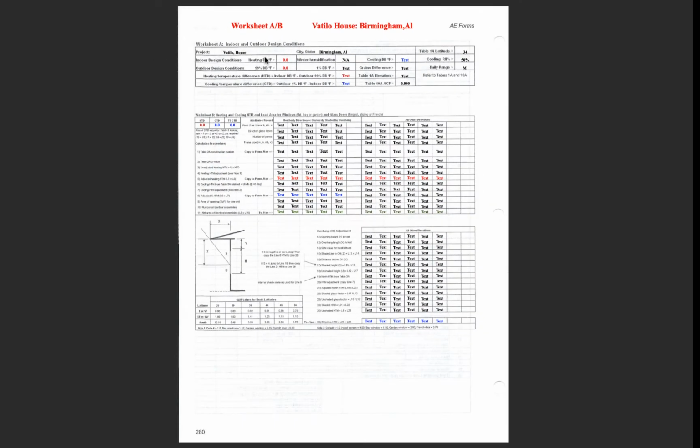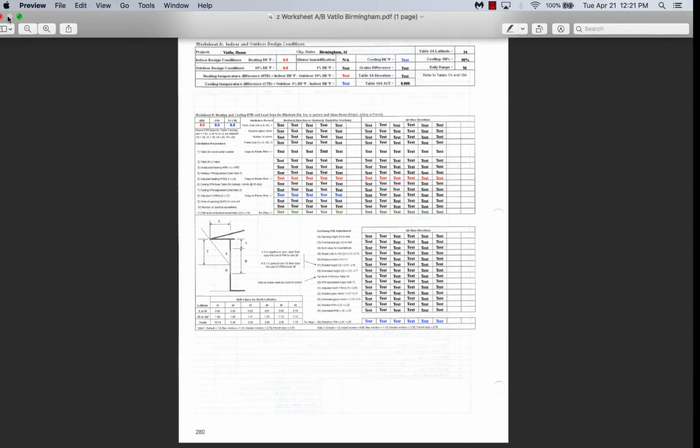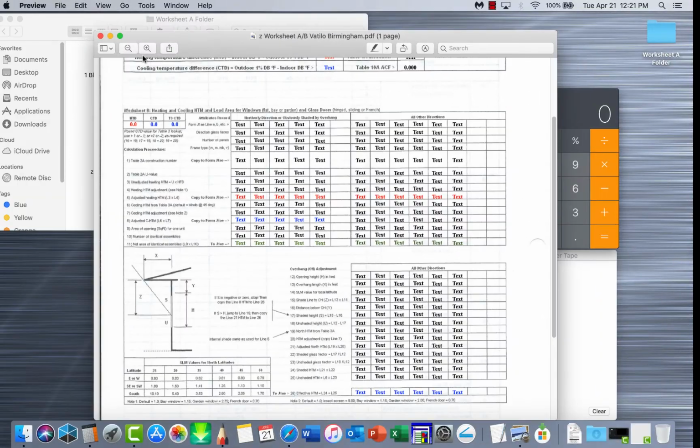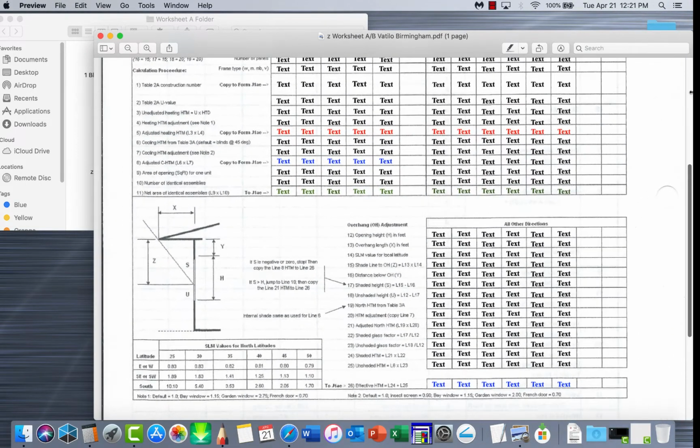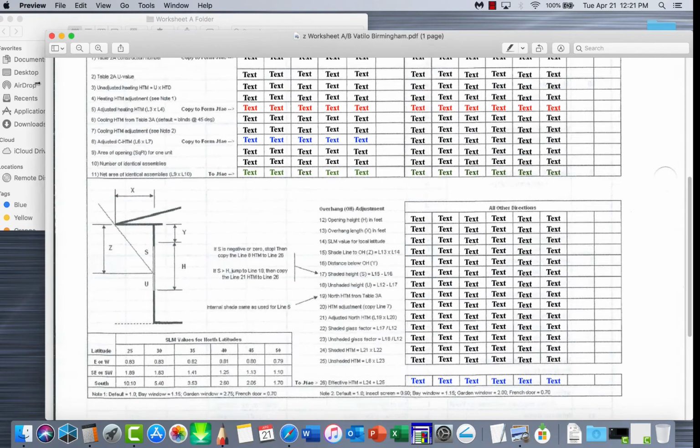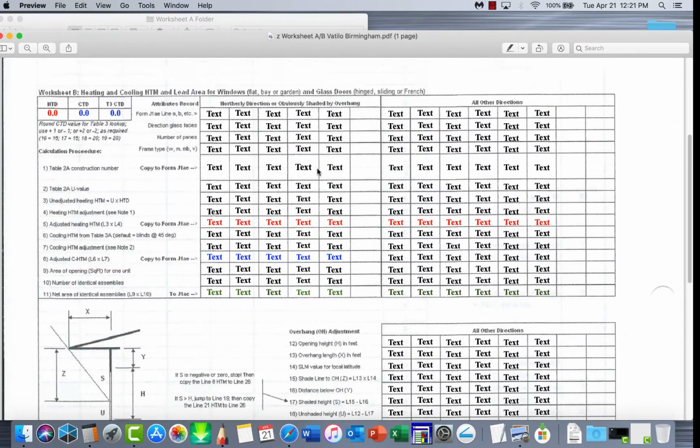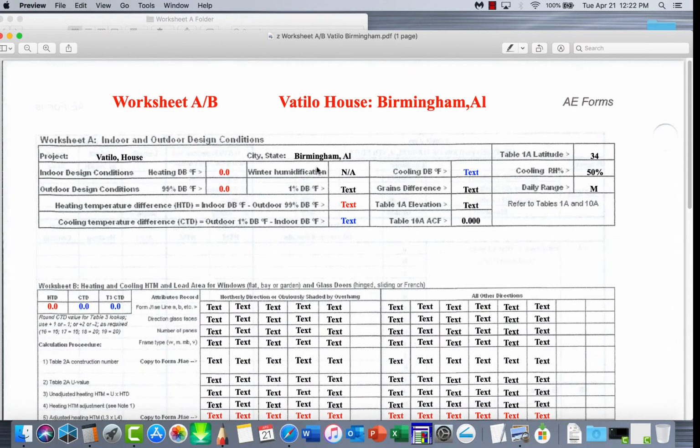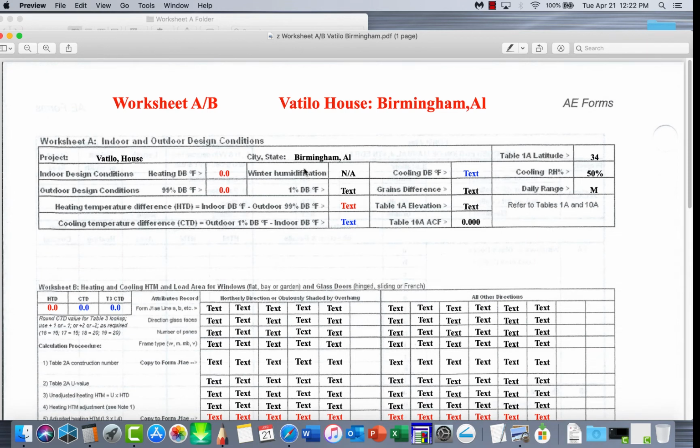This is Worksheet A and B. Like I said, the A part is what we're going to be doing, just this part up here at the top. This part down here is windows. That'll be the next video. So let's bring that back down and make this where we can see a little better. Okay, there we go. The easiest way to do this is always to start from left to right and just plug in the numbers where they need to be plugged in.